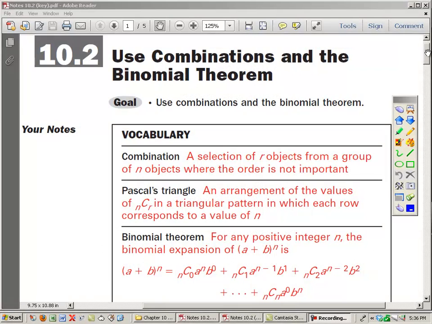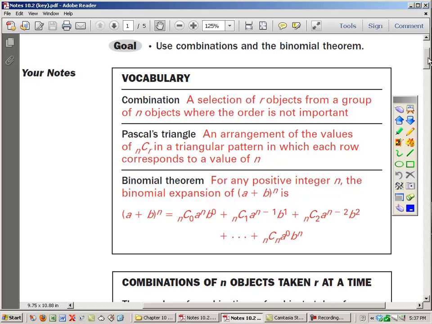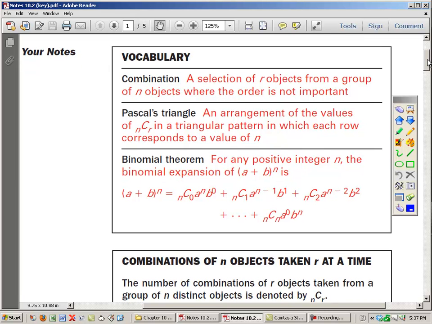Hi guys, welcome to lesson 10.2 on using combinations and the binomial theorem. This is probably one of the longer lessons in chapter 10. I'm going to try to get through most of the content, at least push through the content.